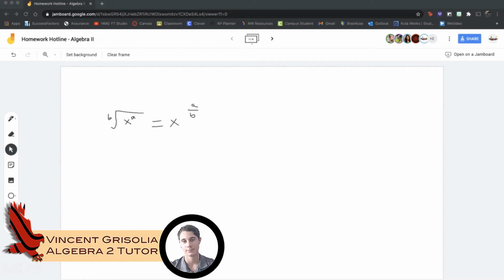So let's say we have x squared in the radical and the index is 3. The exponent inside the radical goes to the numerator, 2. Sorry, remember, write the x first, then 2 over the index, which is the denominator, which is a 3.